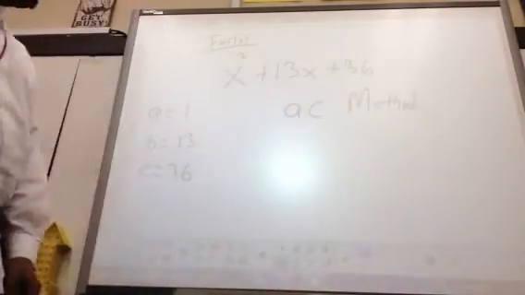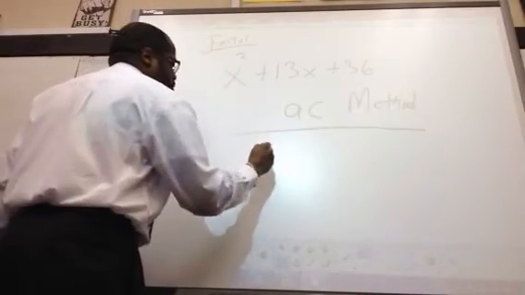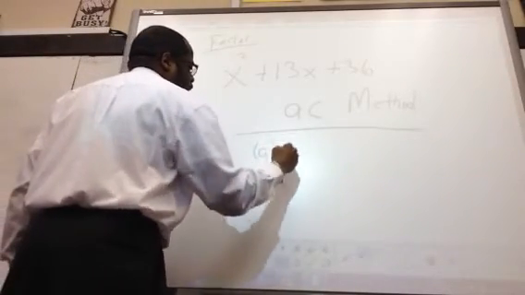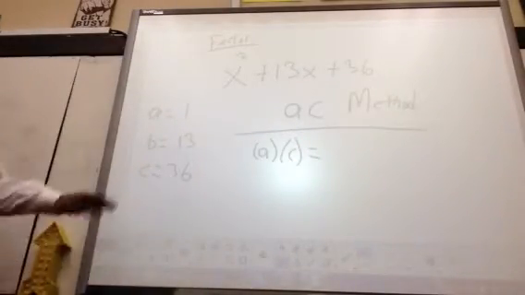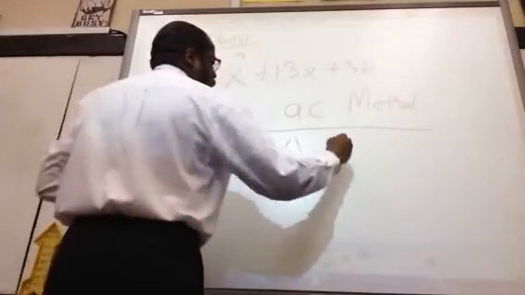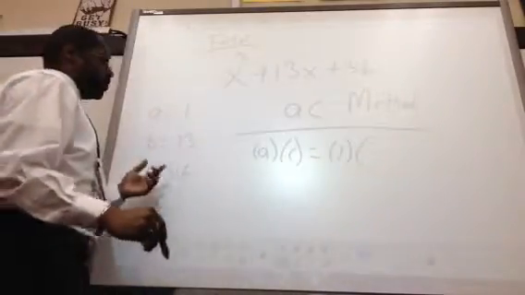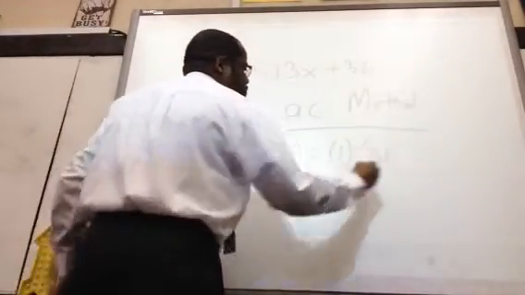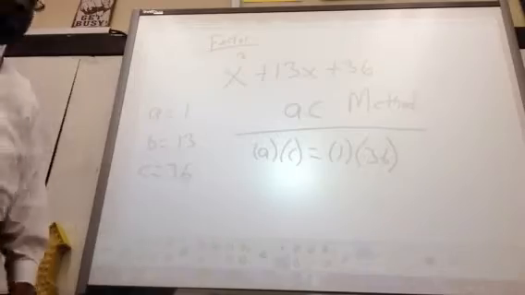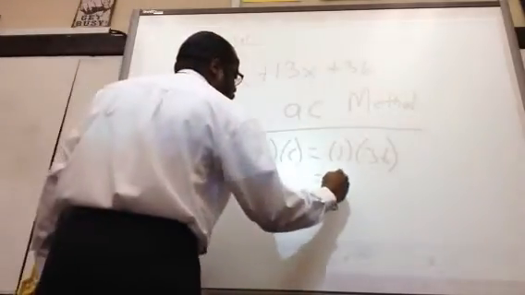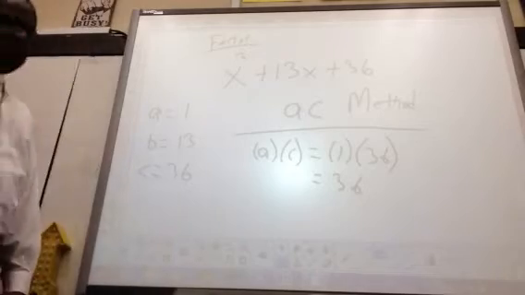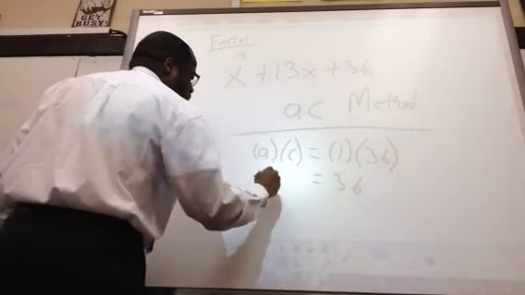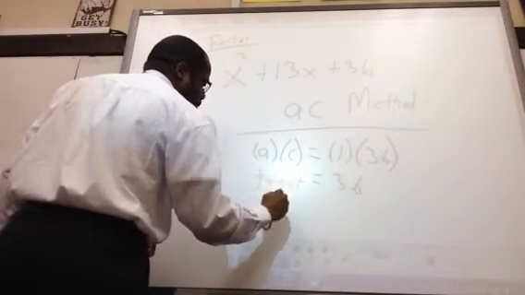This is the AC method. So, it's AC because the first thing you have to do is find the product of A and C. Multiply A and C together. A here is 1. C here is 36. When we multiply these two things together, notice we get 36. 36 then becomes what I call our target number.